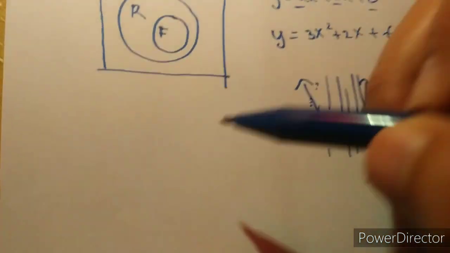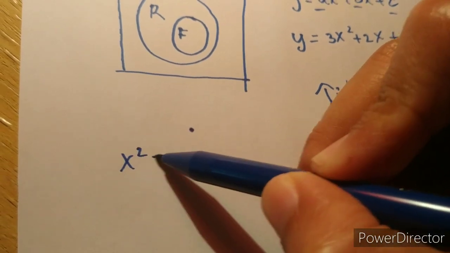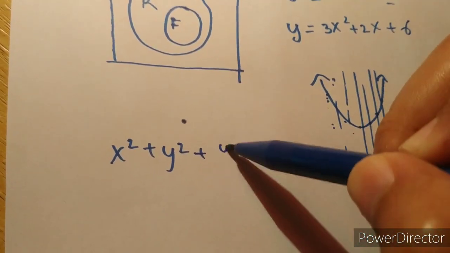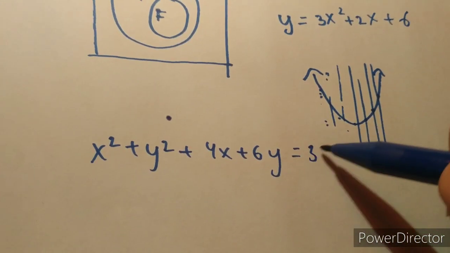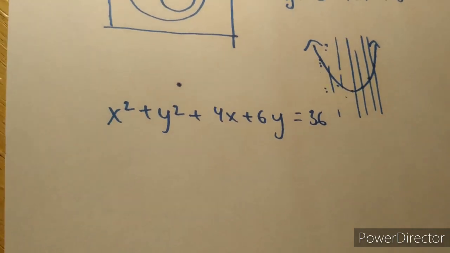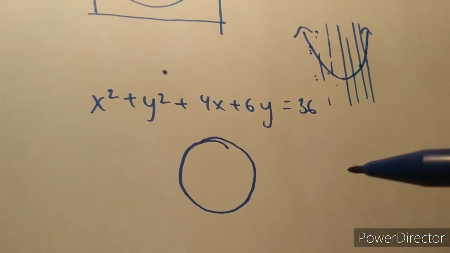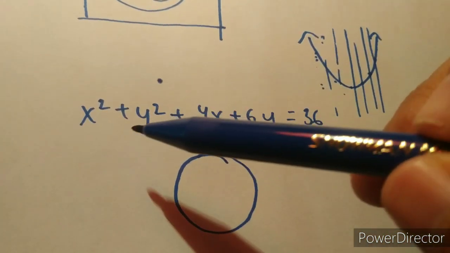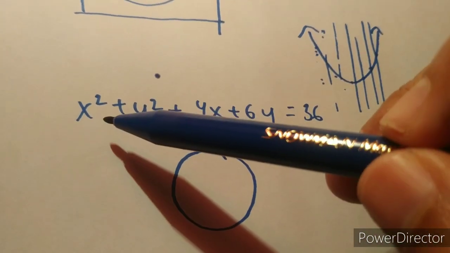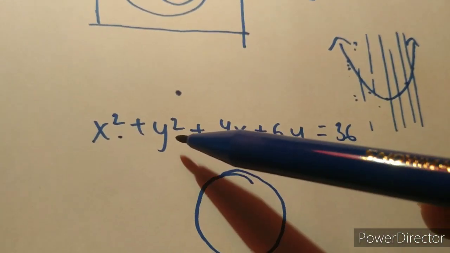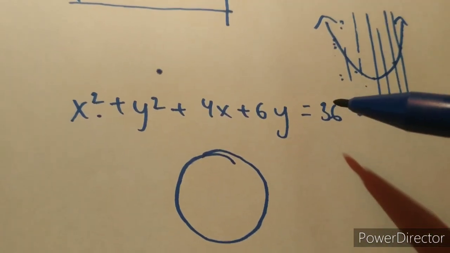Now, what we are learning in this chapter, for example, is x squared plus y squared plus 4x plus 6y equals 36. If this is the case, you will get a circle shape. This is a quadratic relation, yes, because all the terms here have a maximum degree of 2. This one has degrees 2, 2, 1, 1, and 0. So this is quadratic, and this is a relation.